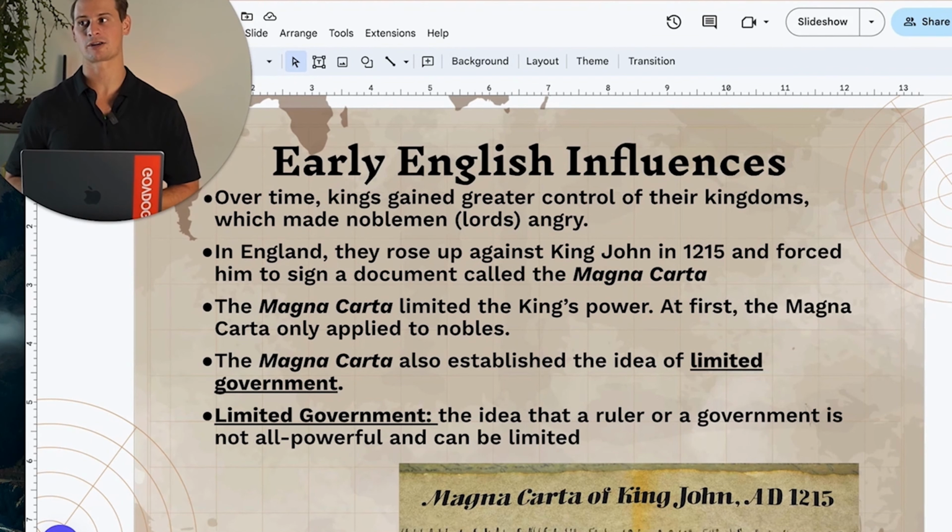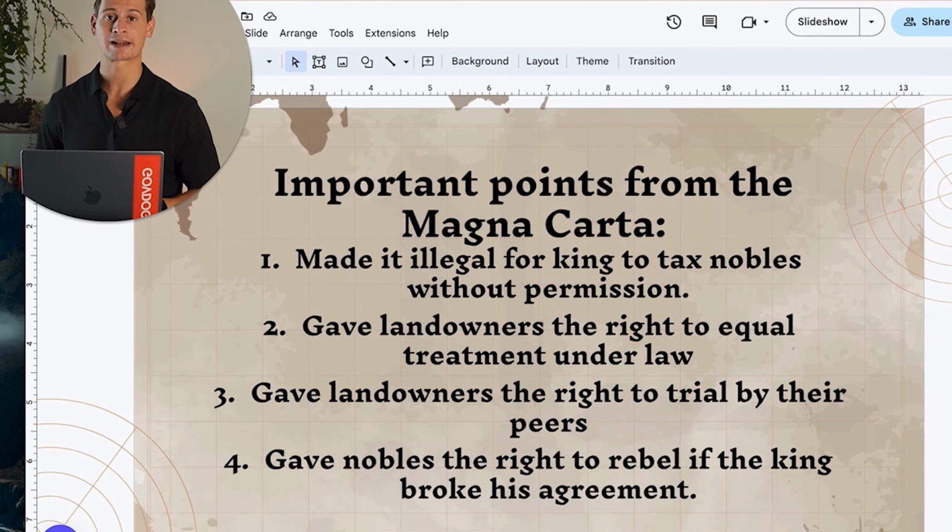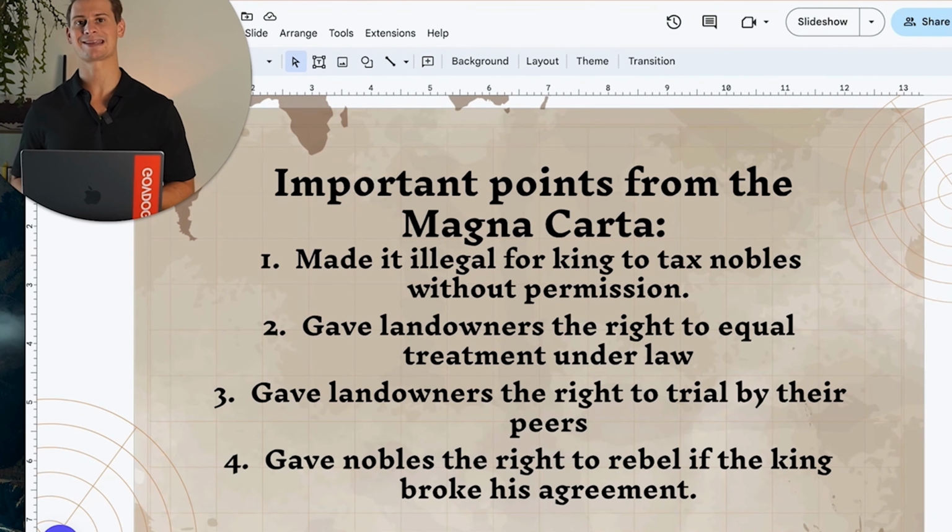So why the Magna Carta is so important is because it limited the king's power and preserved some power for the nobility in England as well. So here are some important points of the Magna Carta. Go ahead and pause the video if you'd like and take a screenshot.